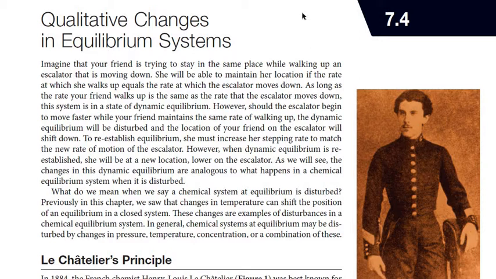As we will see, the changes in this dynamic equilibrium are analogous to what happens in a chemical equilibrium system when it is disturbed. What do we mean when we say a chemical system at equilibrium is disturbed? Previously in this chapter, we saw that changes in temperature can shift the position of an equilibrium in a closed system. These changes are examples of disturbances in a chemical equilibrium system. In general, chemical systems at equilibrium may be disturbed by changes in pressure, temperature, concentration, or a combination of these.